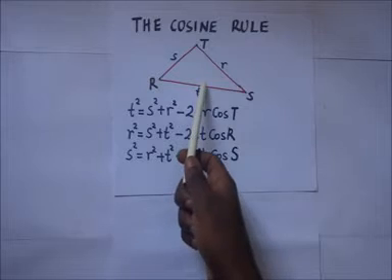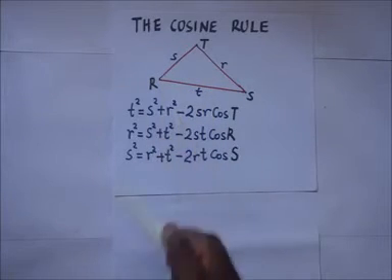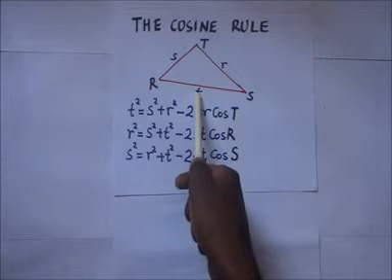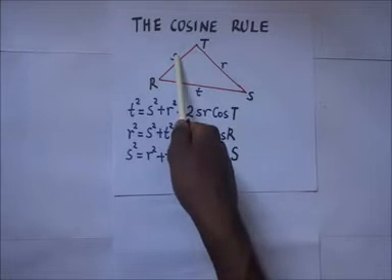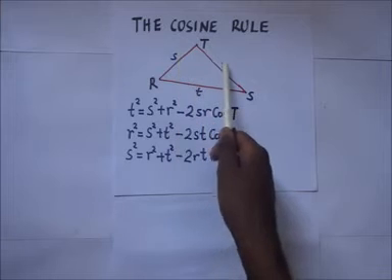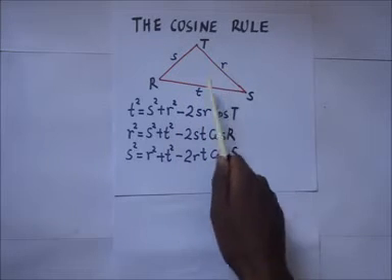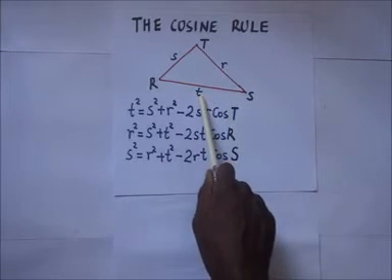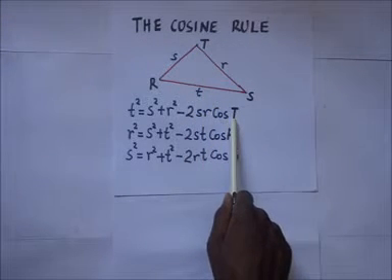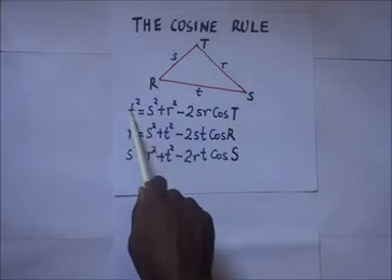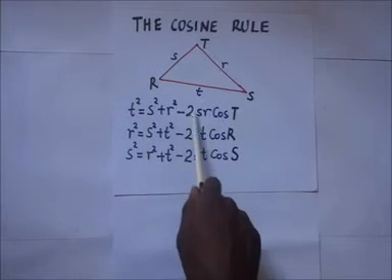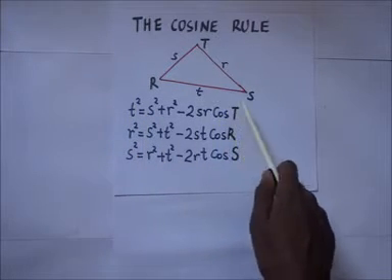So if we want to start stating the cosine rule, it is going to be t squared is going to be equal to s squared plus r squared minus 2 times s times r times the cosine of the angle that is opposite t, which is that cos T. You realize here that the side t squared, the side we began with, is the one whose angle we are going to find the cosine of.